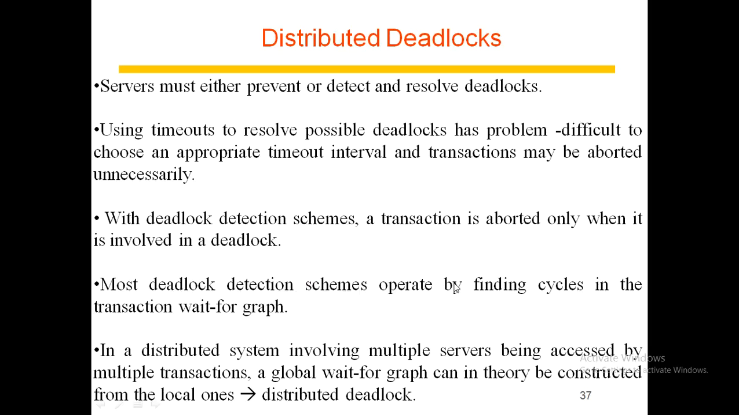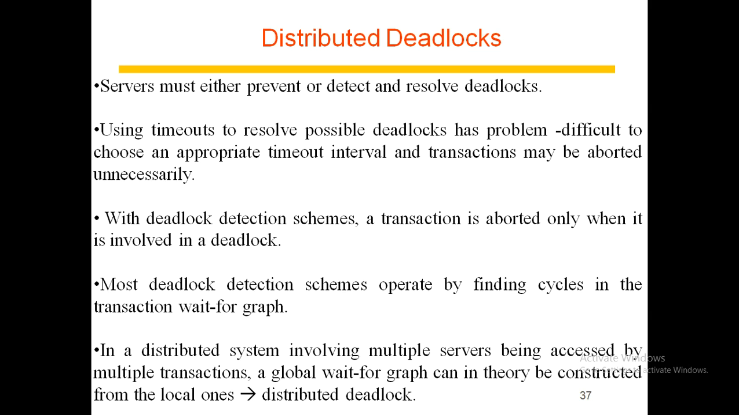Now we'll start the next section, distributed deadlocks. Deadlocks can arise within a single server when locking is used for concurrency control. Servers must either prevent or detect and resolve deadlocks. Using timeouts to resolve possible deadlocks is a clumsy approach, as it is difficult to choose an appropriate timeout interval and transactions may be aborted unnecessarily.